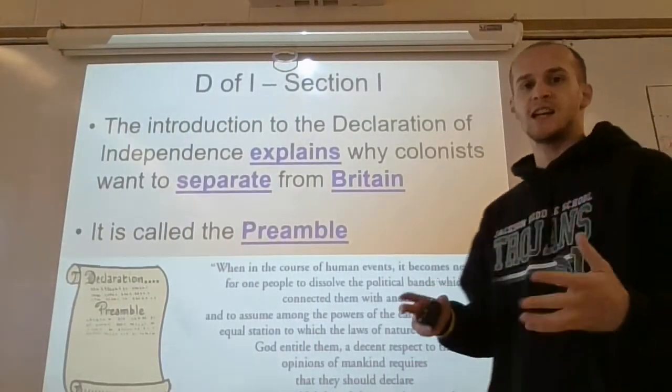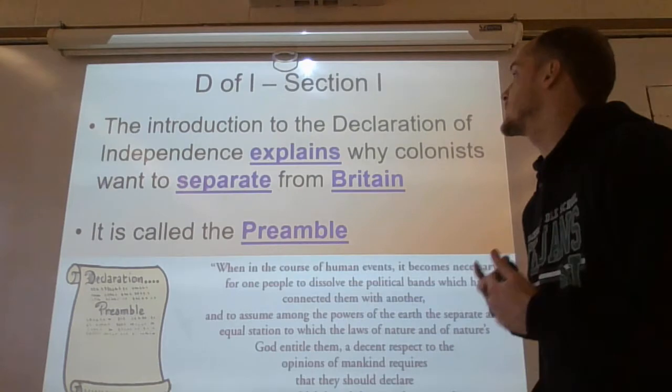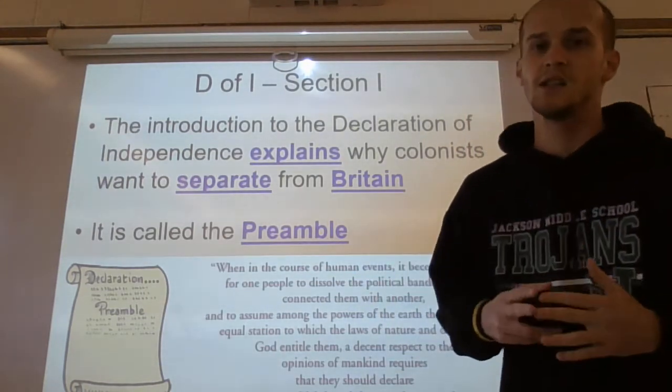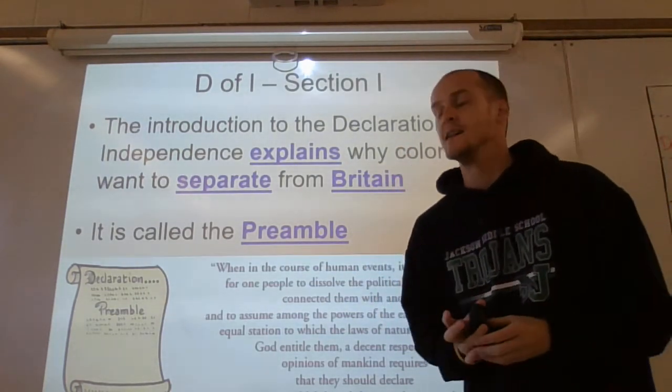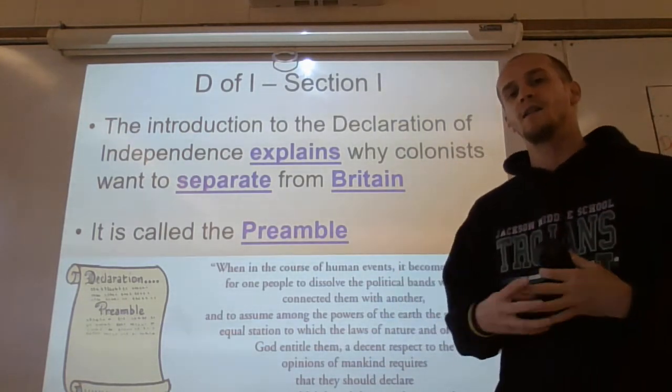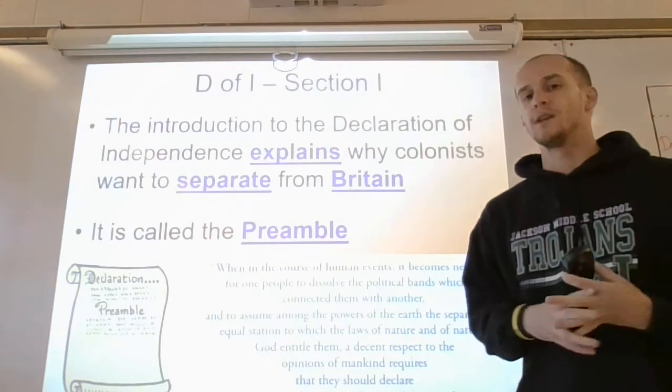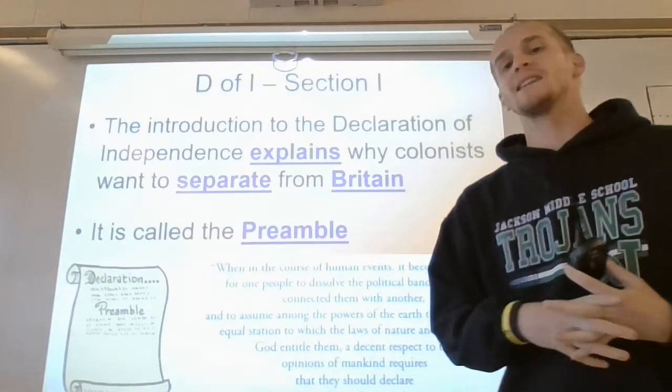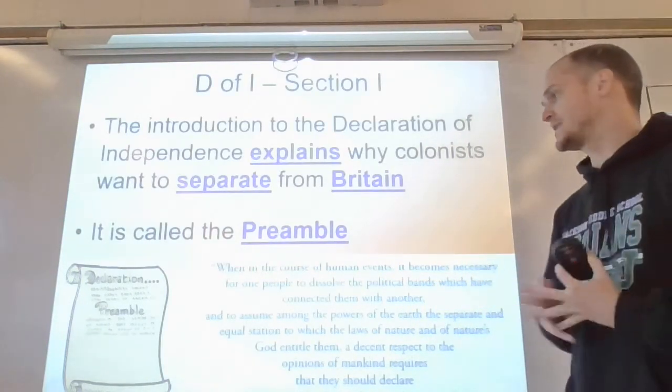Beginning with section number 1. Section number 1 is the introduction to the Declaration of Independence. It explains what the colonists wanted and why they are going to separate from Britain. It is known as the preamble.